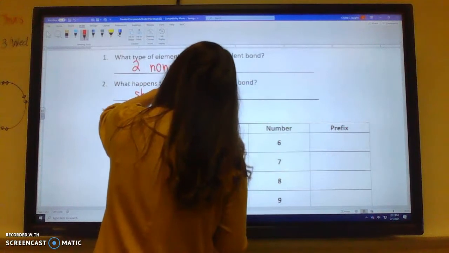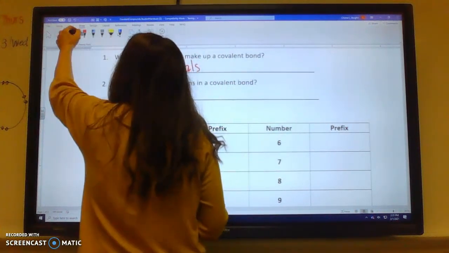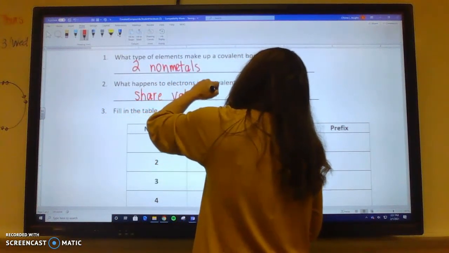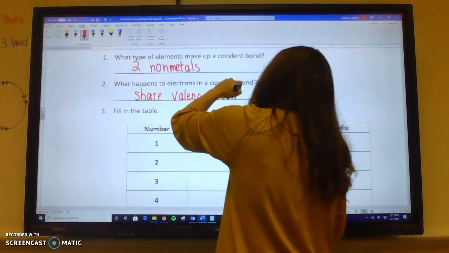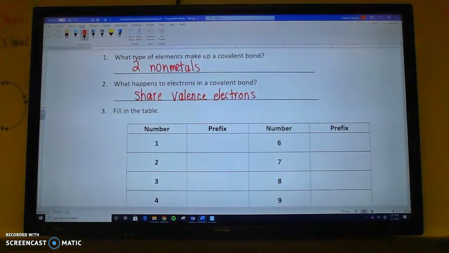So they share valence electrons. That's what they are doing in a covalent bond. And then in order to name them, we must use prefixes. For example, carbon dioxide. Di is a prefix for a number.